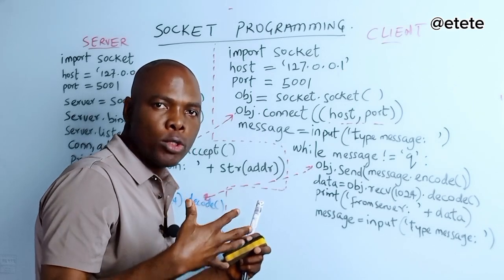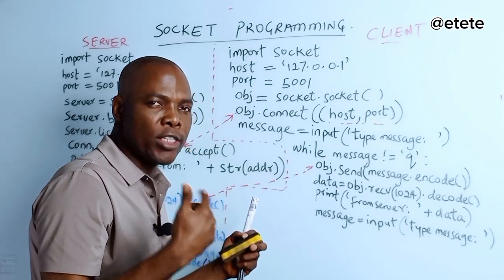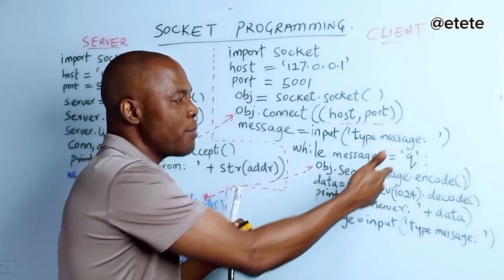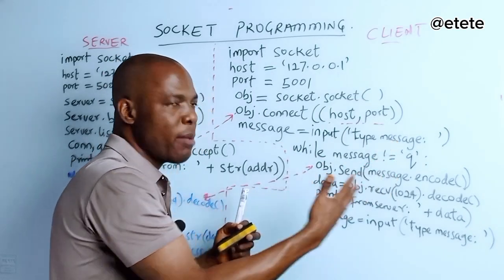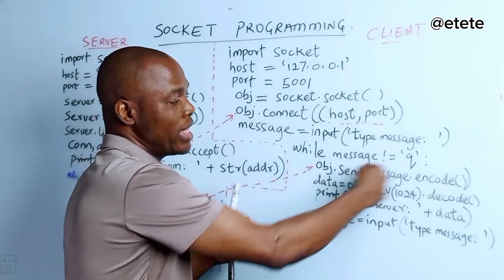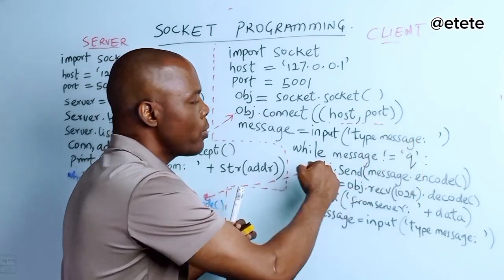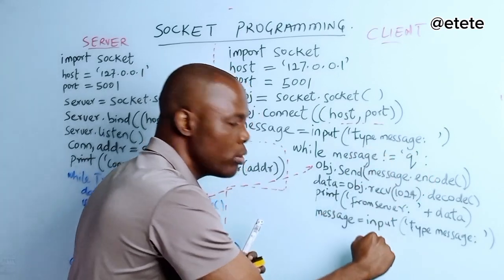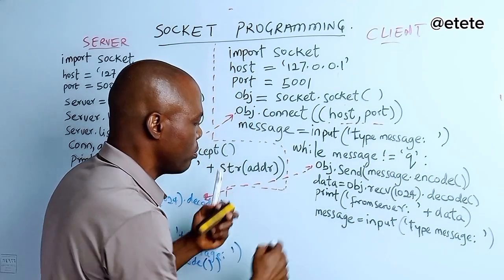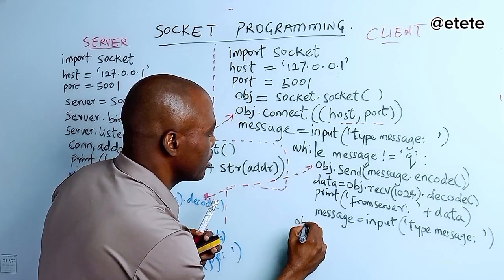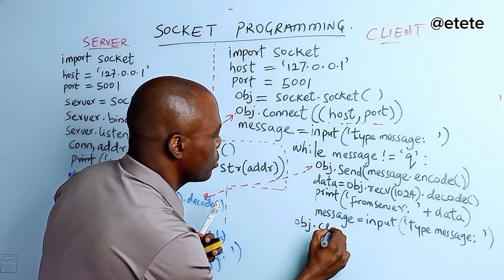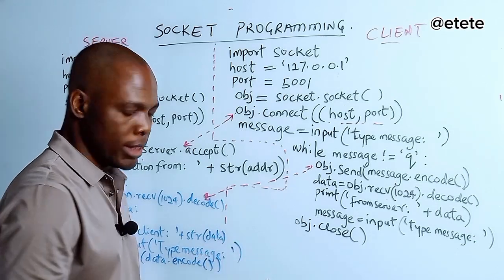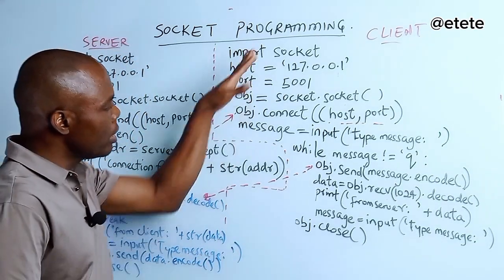Then when the client wants to end that conversation, all the client needs to do is to type quit, which is what? Q. Once the client types this Q, that means no message is going to go, because when it tests this and sees this, so when message is now equal to Q, right, it will not come into this loop. It will come out and it will say object dot close. Now this is it. This is our client part.